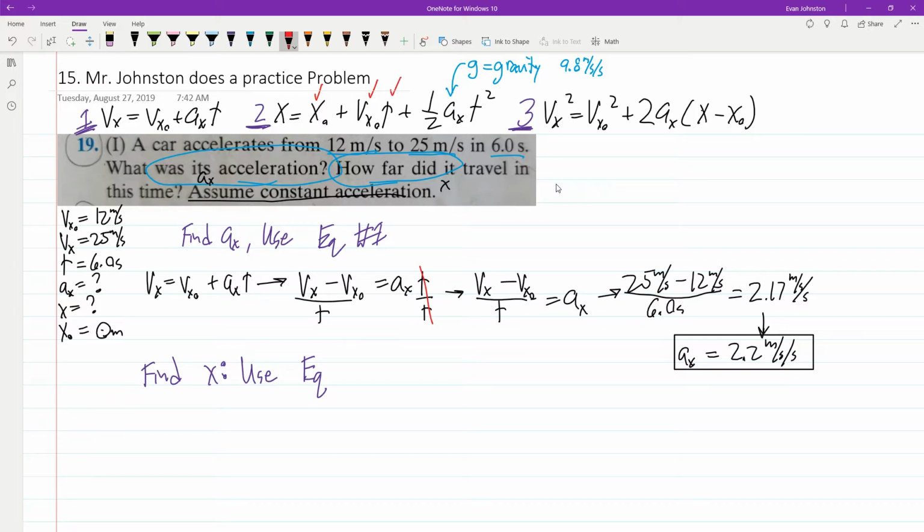We now know the acceleration from down here. And again, we know the time. So equation 2 would work. Okay, now is that our only option? Or could we use equation 3 as well?